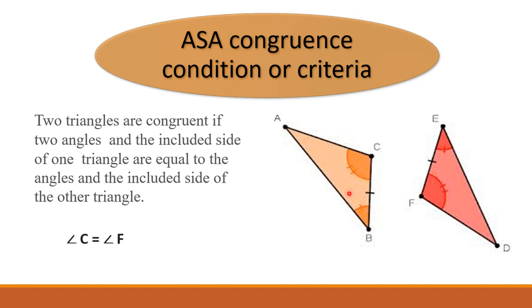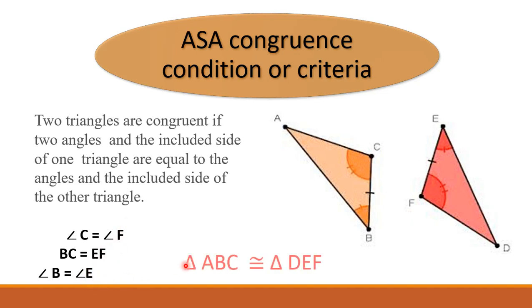So we can write angle C is equal to angle F, side BC is equal to side EF, as B corresponds to E and C corresponds to F. And also angle B is equal to angle E. So by angle side angle, these two triangles are congruent.